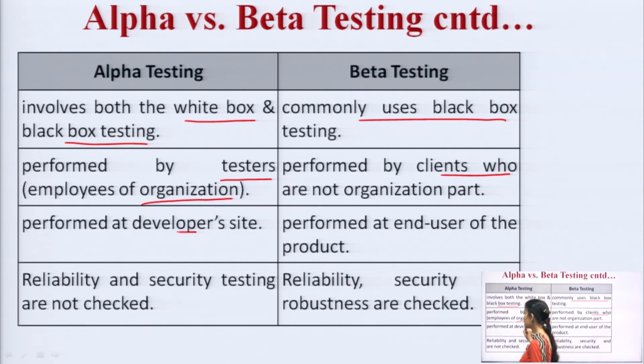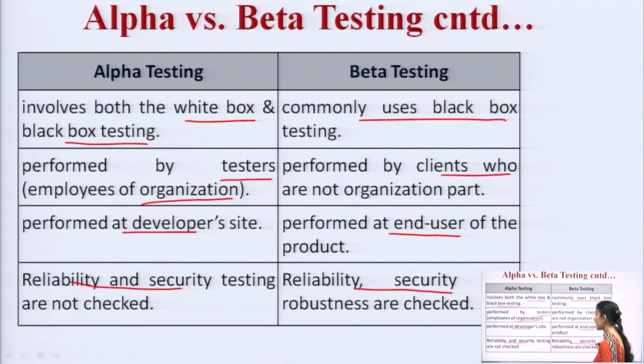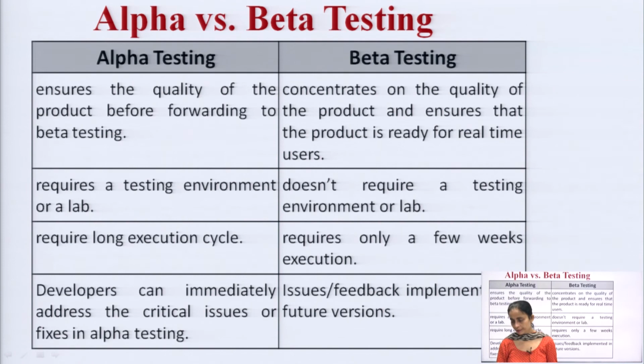Alpha testing is performed at the developer side, and beta testing is performed at the end user side. The main aim of alpha testing is to provide reliability and security, and here reliability, security, robustness, everything is checked. It ensures the quality of the product before we proceed for beta testing.